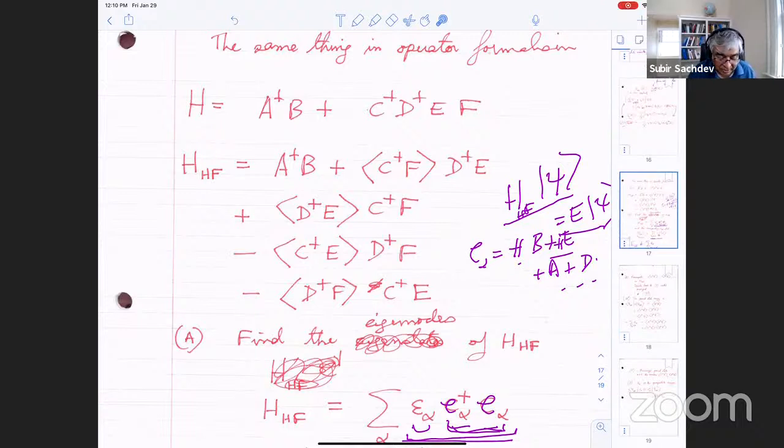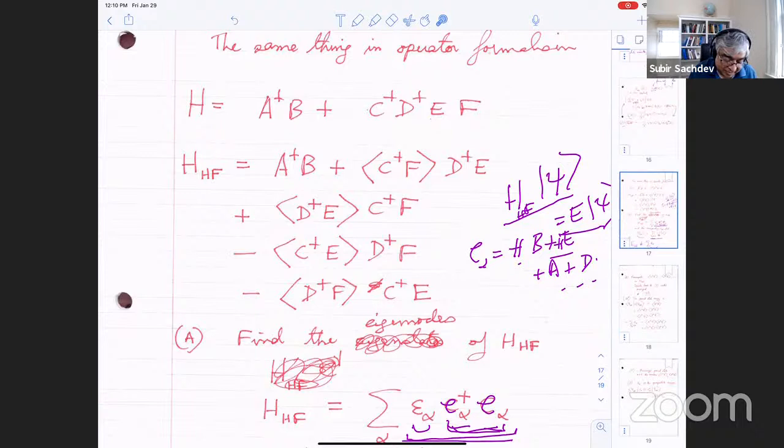So the twist here, this is a quantum system. And there's many different ways of taking averages, and the rule here is you just take all possible ways. So you average C dagger with F, C dagger with E, and so on.